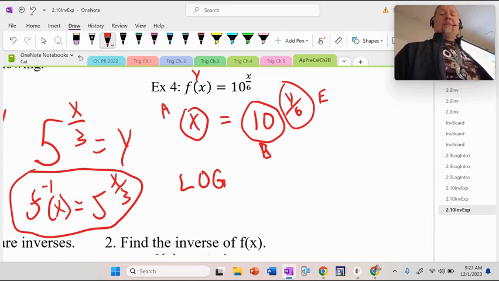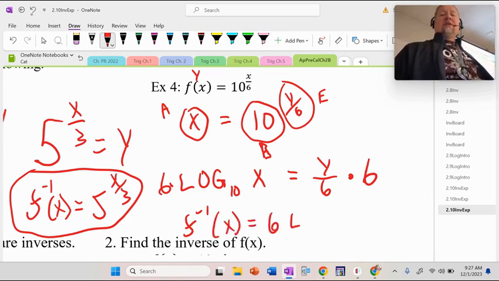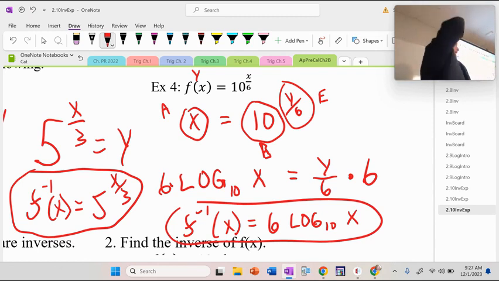When I put the word log in front of this, what happens? What's the base? 10. What goes next? X. And then this equals y over 6. And then what's the last thing you have to do? Multiply by 6, and then we can write this in function notation. Yep, it's the inverse of f of x, 6 log. This is really the way I do it. They do it by undo operations from a couple properties that we had yesterday, which is okay. It really hammers the properties down. We'll have to get back to those properties later.